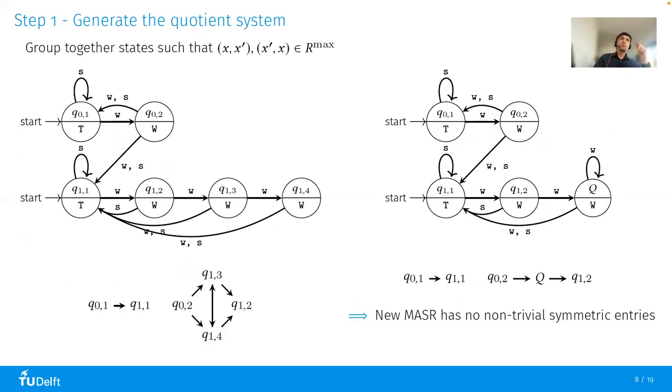Now, the steps. Step 1 is generate the quotient system. This is a standard procedure, but it's not the quotient based on the output map. It's based on symmetric entries on the relation. So in this example, these two states are related to each other mutually. So we can quotient them together into a single state and then just place all the transitions that are into or out of them, obtaining this system. The new maximal alternating simulation relation from the quotient system to itself now has no non-trivial symmetric entries. It's a partial order.